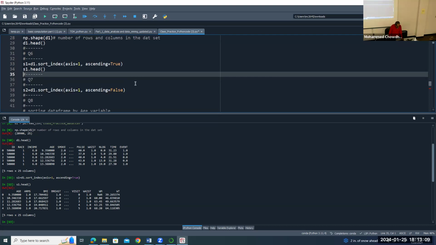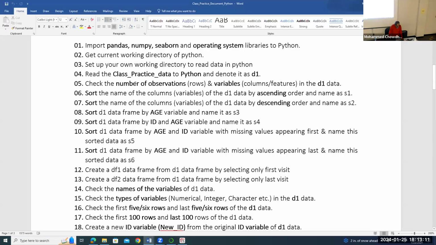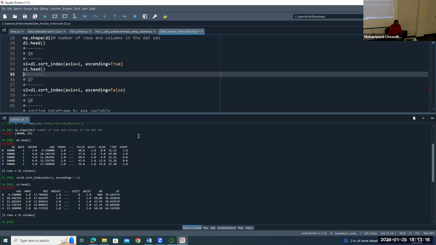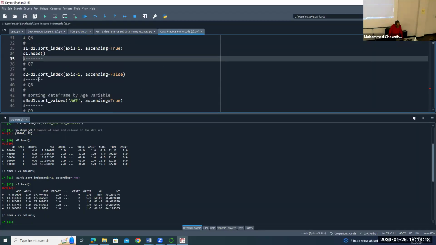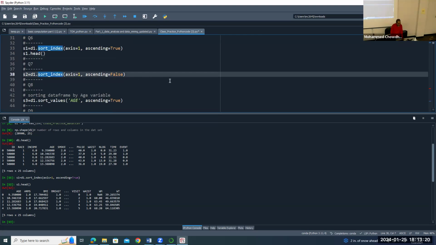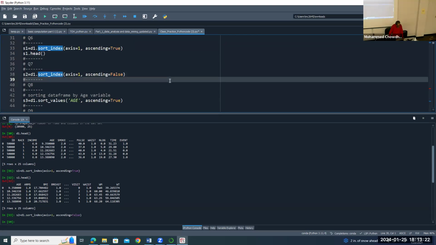So now question number 7 is asking you to sort the names of the columns of the D1 data in descending order. Now, for descending order, what should you do? You just write ascending true and ascending false. Then it will be in descending order.